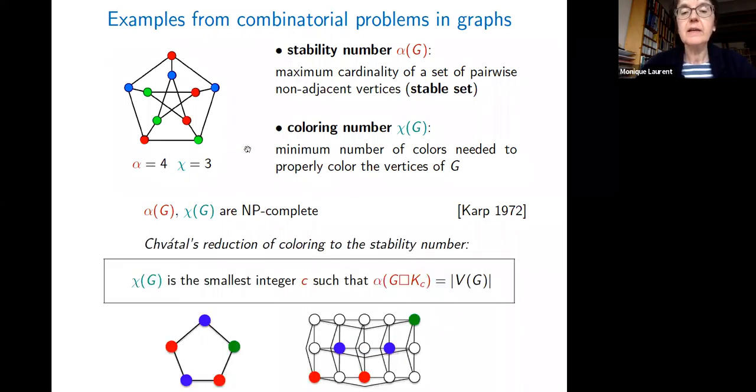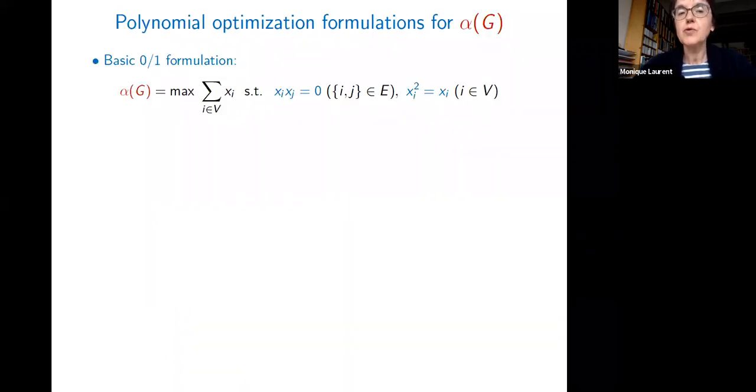And there is a very easy reduction due to Schrijver, which explains how to reduce the computation of the coloring number via a sequence of computations of the stability number of the Cartesian product of G with a sequence of complete graphs. So in a sense, this shows very easily, directly, that the stability number is a very crucial parameter to understand. So I next want to show you a few polynomial optimization formulations for the stability number.